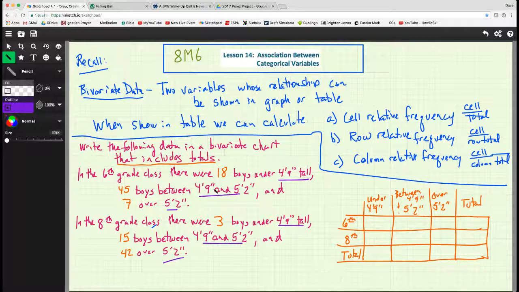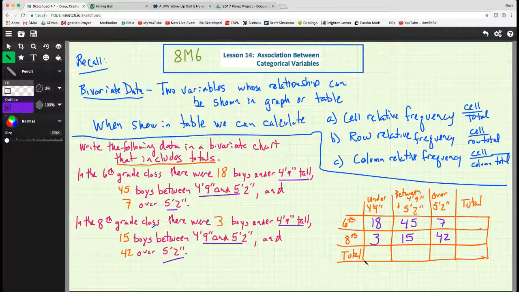Okay. So we have 18 boys in 6th grade who are under 4 feet 9. So that goes here. We have 45 boys that are between 4 feet 9 inches and 5 foot 2 inches. So that's 45. And then there's 7 that are over 5 feet 2 inches. Now in 8th grade, there's only 3 that are shorter, 42 that are on the tall side, and then 15 in between. So we get a sense here that it's probably going to be true. But let's do the math and let's really work it out. And I'll show you how to prove it.